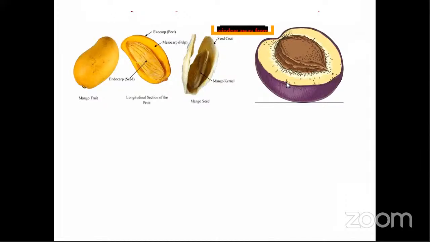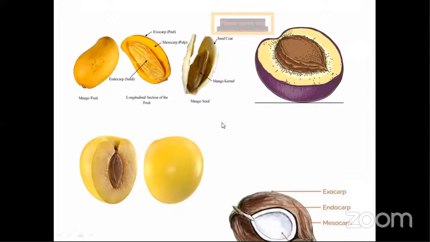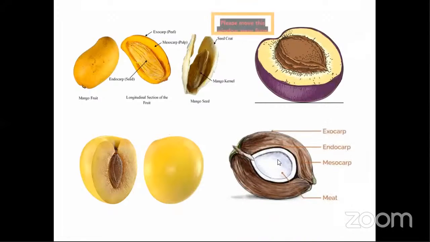Some other examples: this is the plum. This is the peaches. In dried peaches, usually people of North India will be very much aware of these things, but people of South India may not be much aware of the prunes and plums and the coconut. This can be easily separated: the layers, the epicarp, the mesocarp, the endocarp, and also the inside portion, that is endosperm actually.